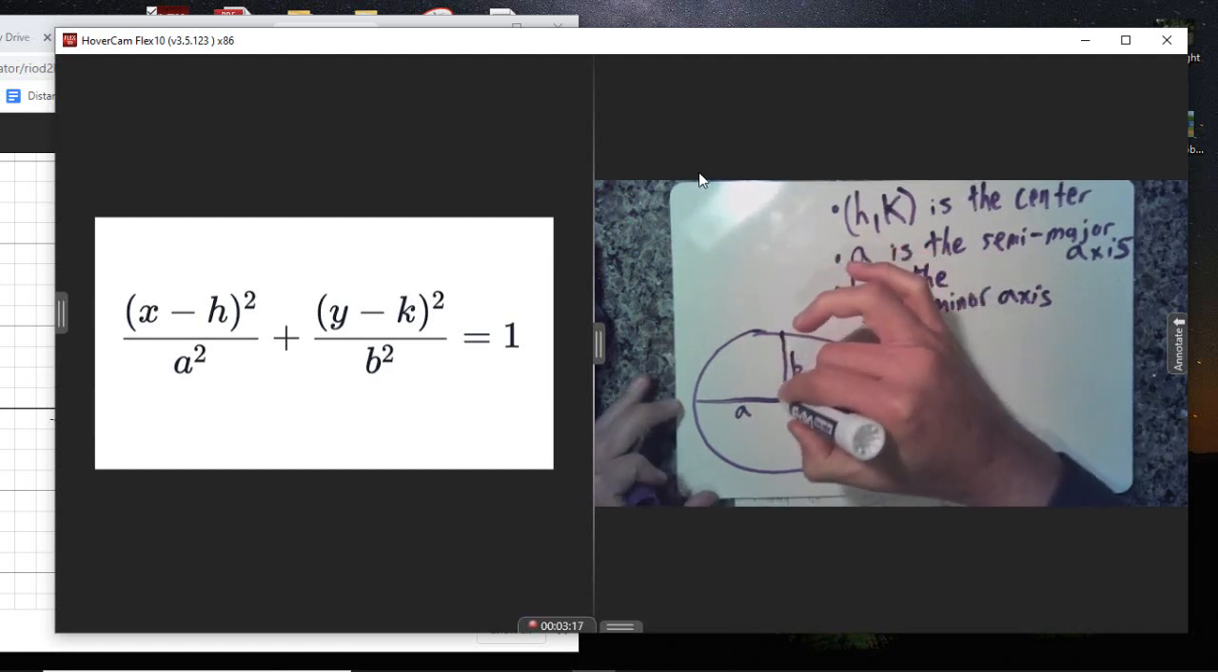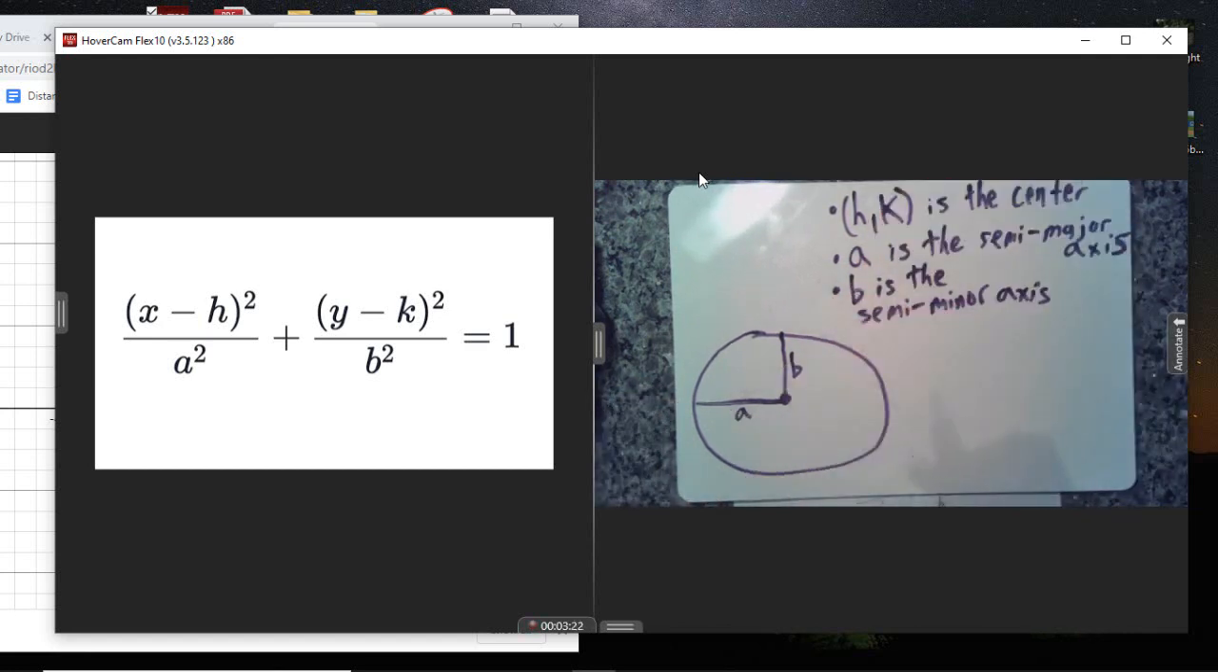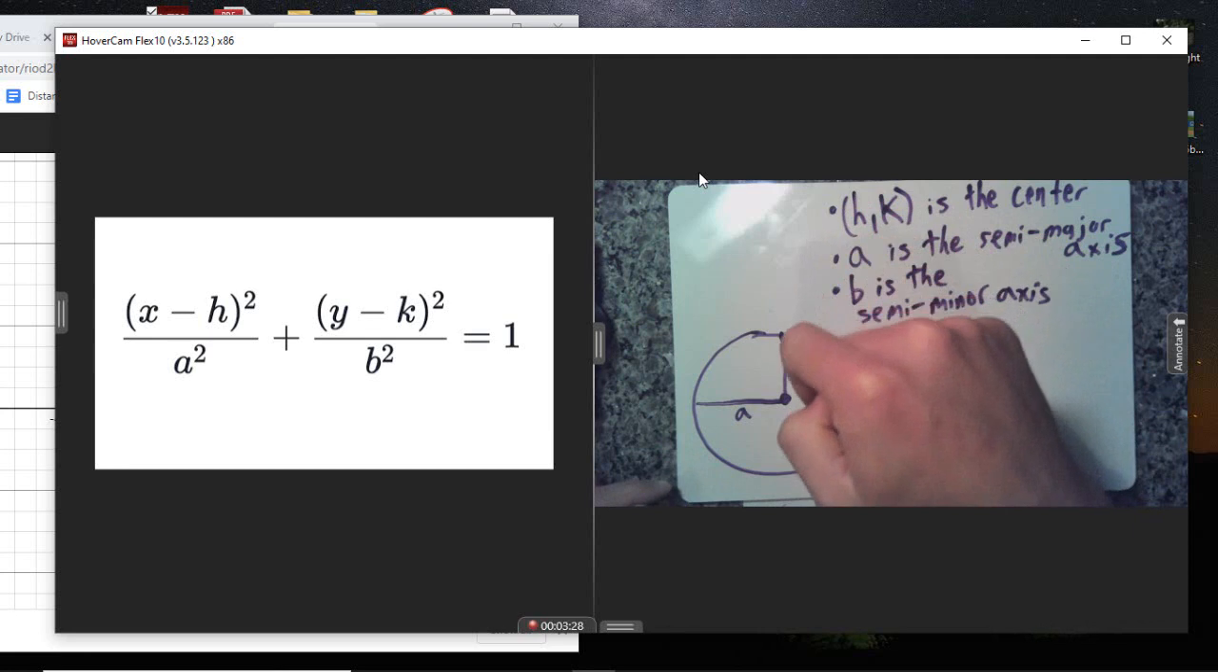Again, this is my center. That's my H comma K. So I've got A and B. Again, those are lengths. I want to reinforce that. So H comma K, those are coordinates. A and B are lengths.